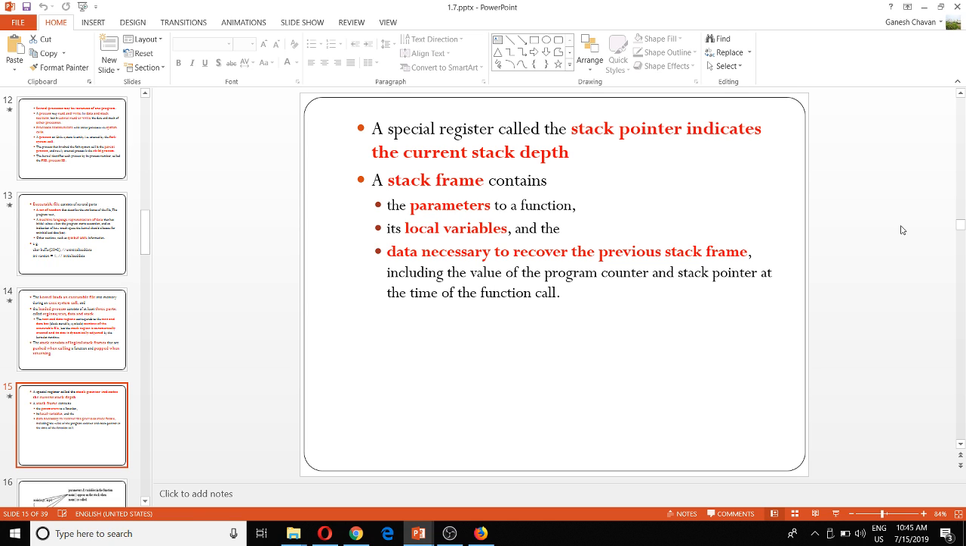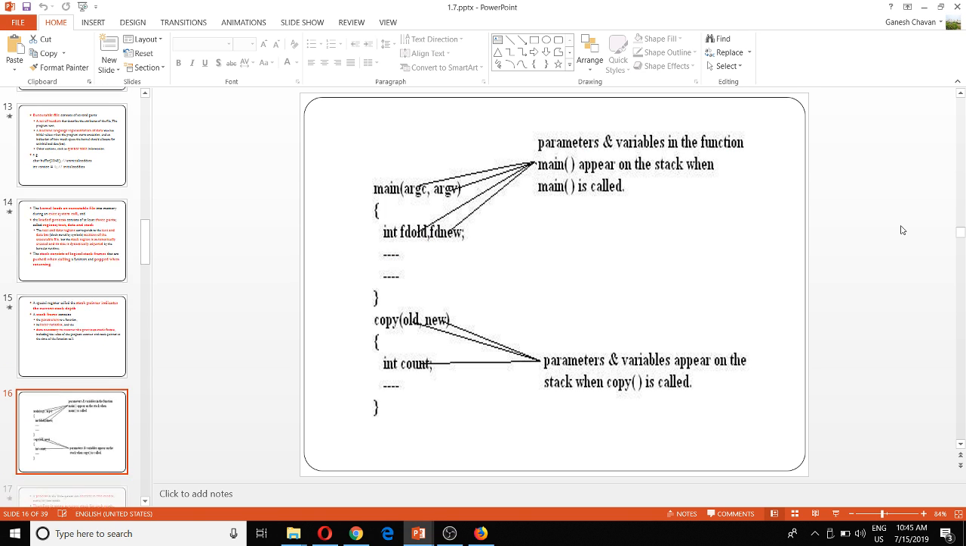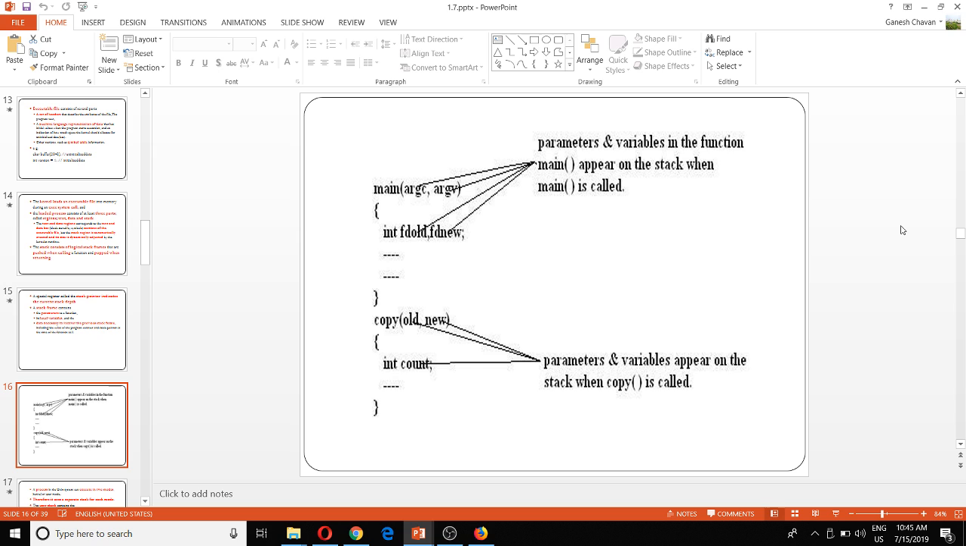A stack frame consists of parameters to a function, local variables, and the data necessary to recover the previous stack frame, including the values of the program counter and stack pointer at the time of the function call. With the help of this particular slide, you will come to know the importance of command line arguments, file descriptors, and parameters and variables appearing on the stack when copy is called.